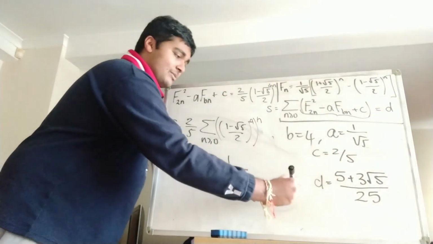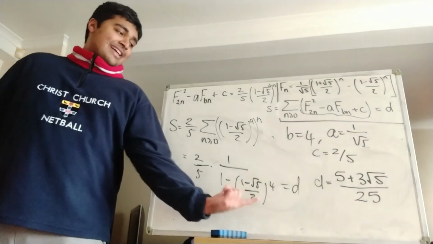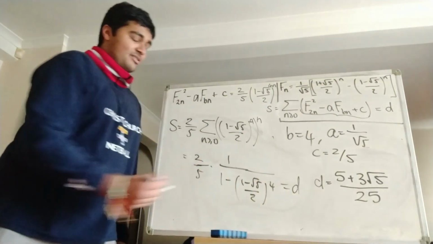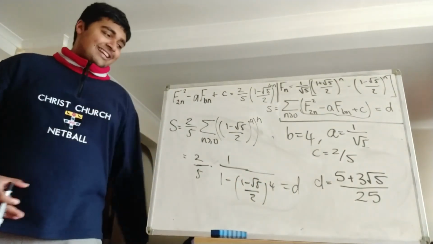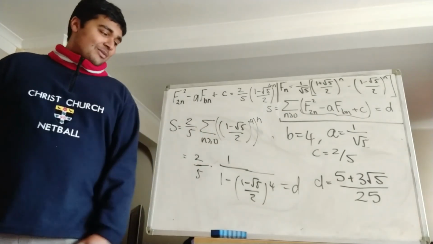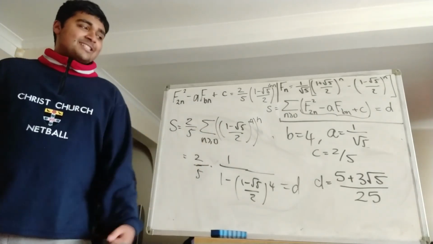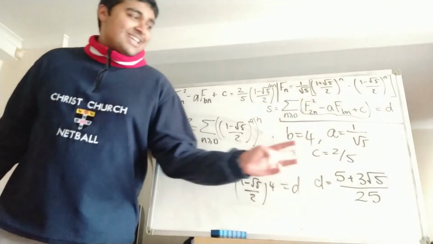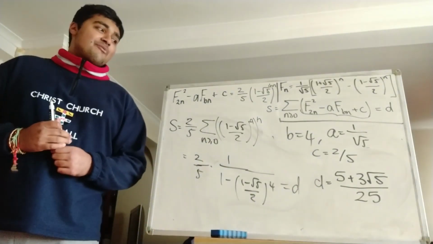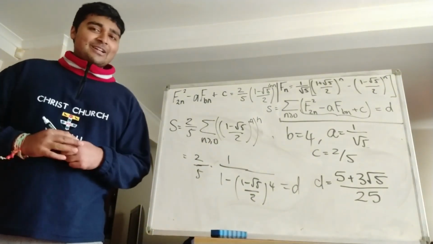So this thing here equals d, and if you go ahead and expand out (1 minus root 5 over 2) to the 4, then collect like terms, simplify it, and bring this 2 over 5 into the mix, you're going to end up, if you do everything correctly, with d equals 5 plus 3 root 5 over 25, and that's our value of d.